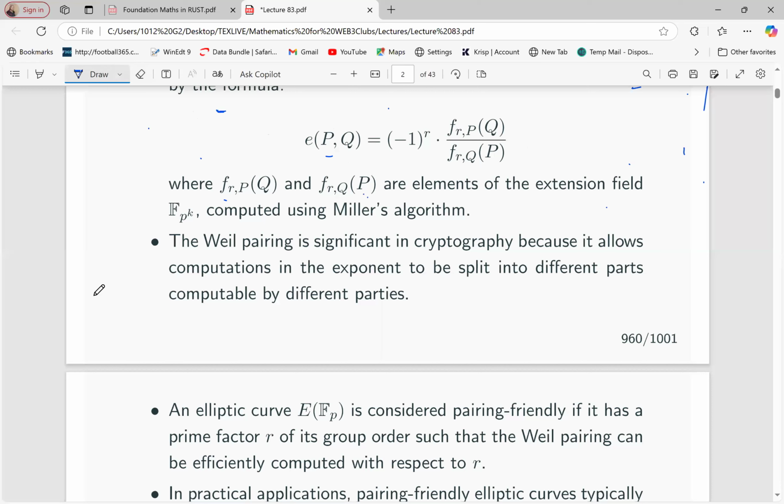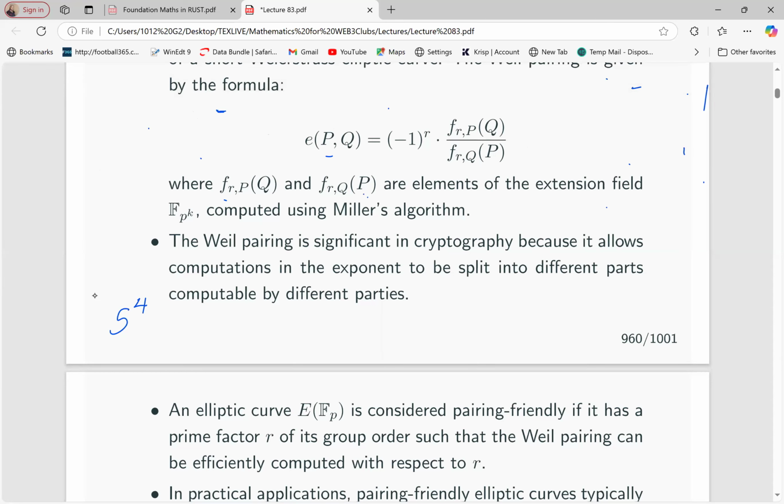It's just a way of trying to speed up computation so that if you have something like 5 raised to, let's say 4, and 4 is a big number. I'm just using this as an example, and I want to compute. It's easier if I was to speed it up by doing this and then doing this, then combining the results. That's what I mean. It allows computations in the exponent to be split into different parts, and then these different parts will be computed separately, and the results are put together.